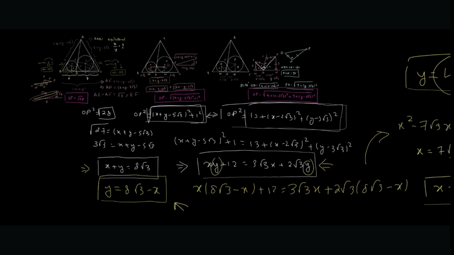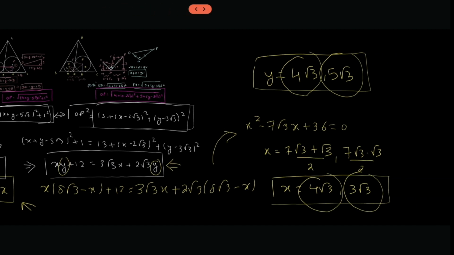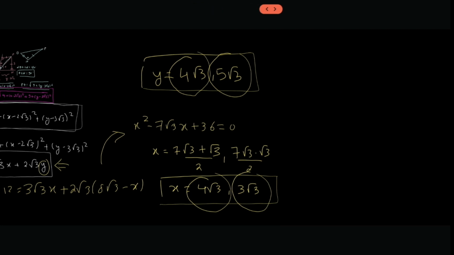Now as the diagram was arranged, we can easily say that x was smaller than y. Because there was a slant line like this way, the base was like this. So this distance has to be smaller than this distance. So x is smaller than y. So x equals y equals 4 root 3 cannot be taken. So what we get is x equals 3 root 3, and for this particular case y equals 5 root 3.